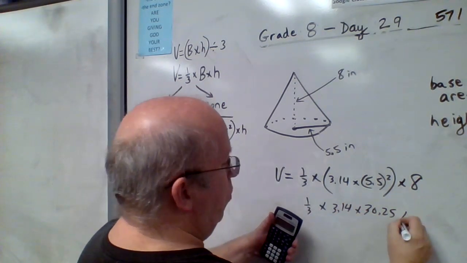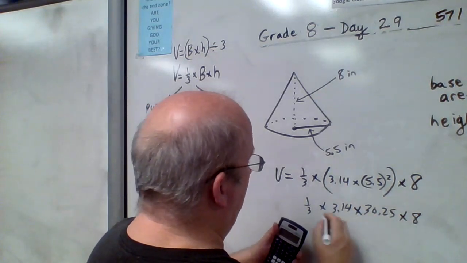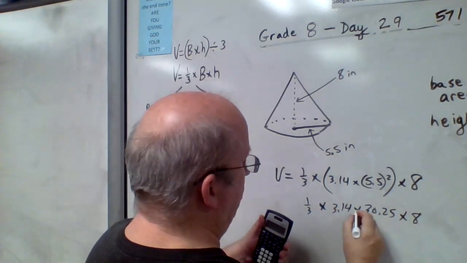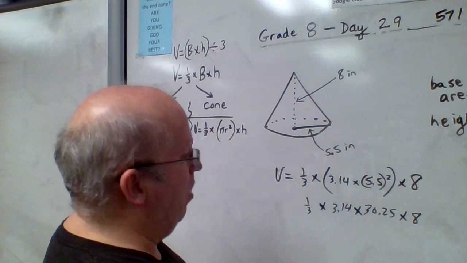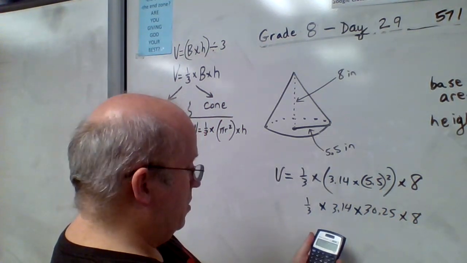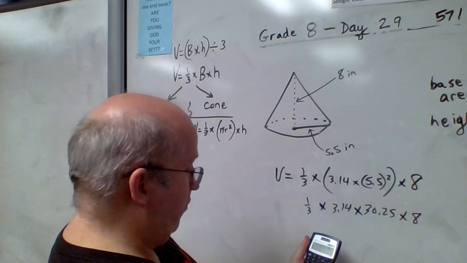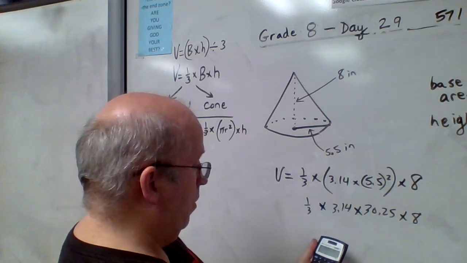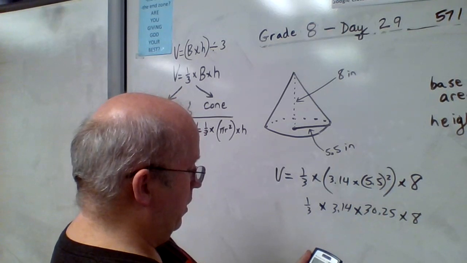Now, the rest of this is multiplication, and we know that multiplication is commutative. We know it's also associative. So now it doesn't matter the order we're going to go in. So I'm going to take 3.14 times 30.25 times, whoops, I pressed the wrong button. I got to start over, sorry.